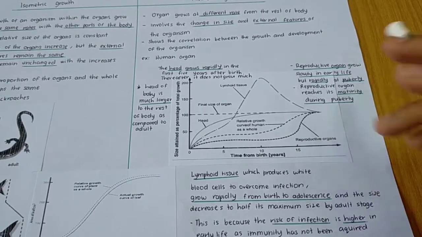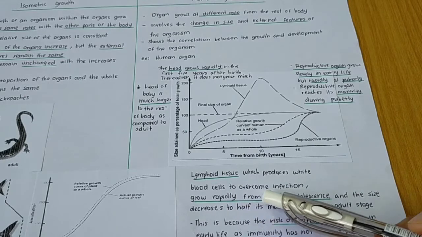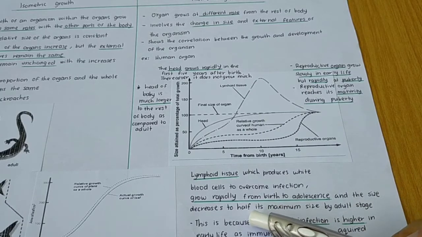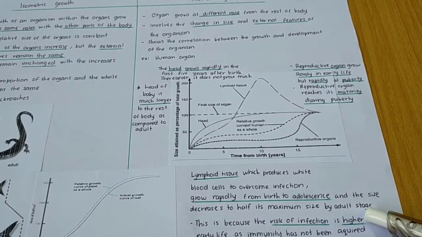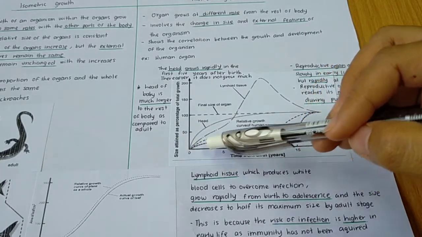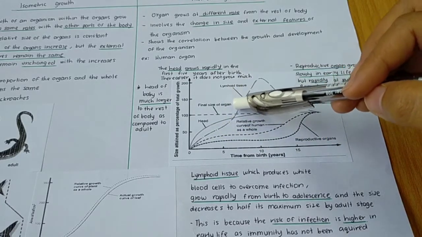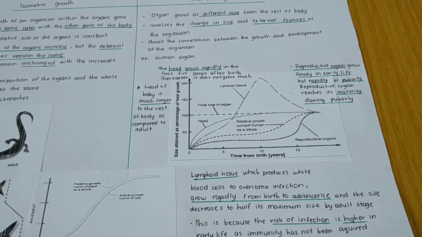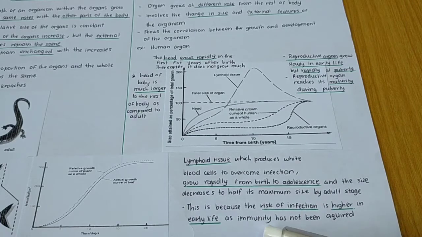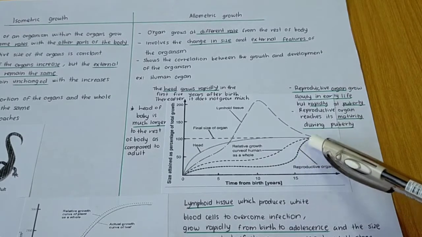Okay, and then next is lymphoid tissue. So lymphoid tissue which produces white blood cells to overcome infection grows rapidly from birth to adolescent, and the size decreases to half its maximum size by adult stage. Maksudnya adalah pada kita katakan starting daripada from birth sampailah adolescent, so the lymphoid tissue, okay, will grow rapidly. Kenapa lymphoid tissue will grow rapidly? Because of what? This is because the risk of infection is higher in early life as immunity has not been acquired.